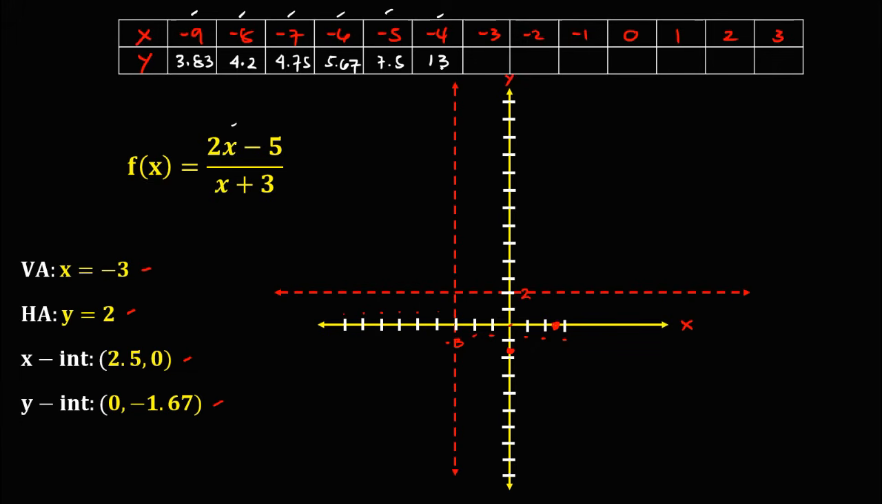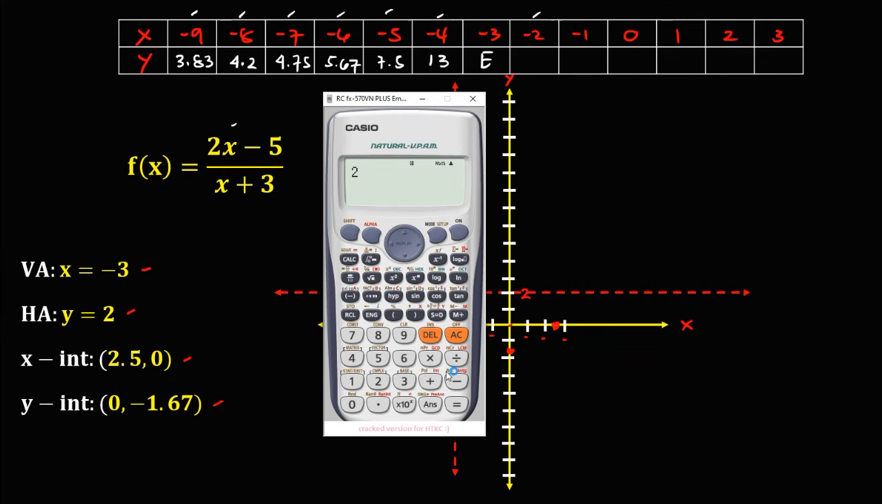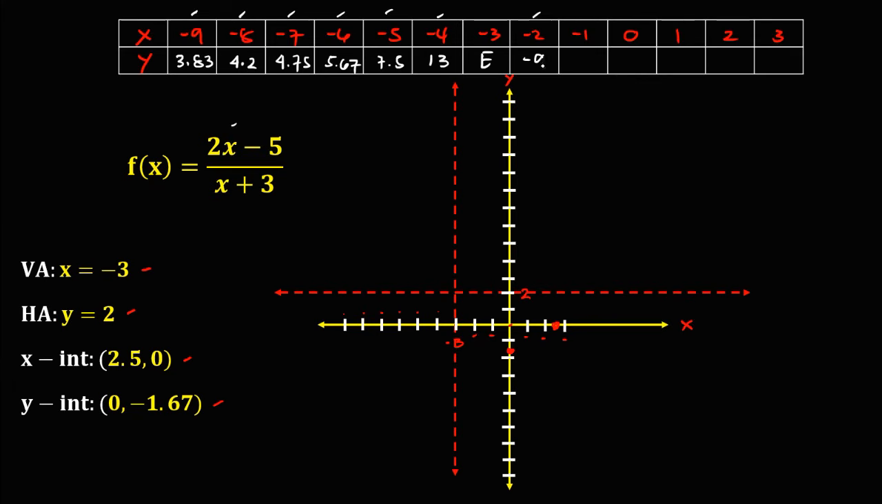Then if x equals negative 3, this becomes 0. So if the denominator is 0, this one is error. Then for x equals negative 2, we have 2 times negative 2, then equals, then minus 5, equals, then divide. So negative 2 plus 3, that's positive 1. So divide by 1. This one is negative 9.